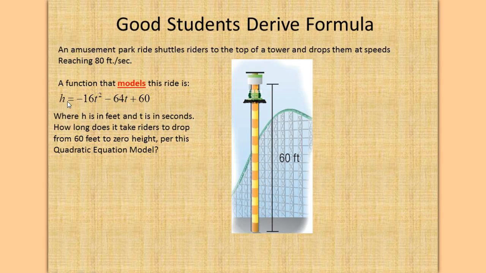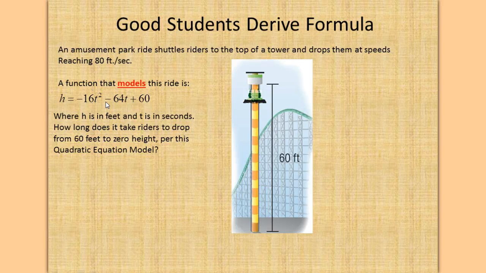Okay, but as you can see, this is a parabola. This equation models a parabola. Let me read through it. An amusement park ride shuttles riders to the top of a tower and drops them at speeds reaching 80 feet per second. A function that models this ride is h equals minus 16t squared minus 64t plus 60, where h is in feet and t is in seconds. How long does it take riders to drop from 60 feet to 0 height per this quadratic equation?